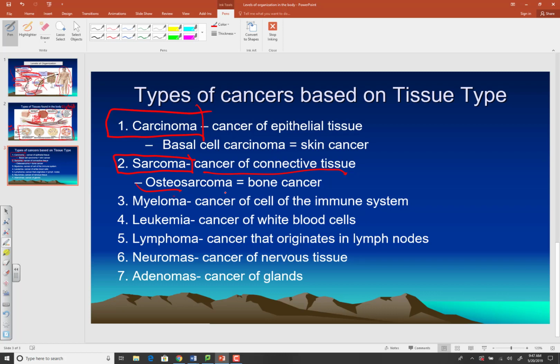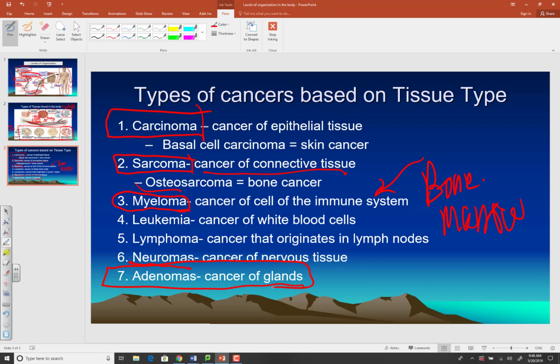Bone is connective tissue, so you get bone cancer. Myeloma is cancer of the immune system, and really, myel means bone marrow, and you make white blood cells in your bone marrow. You got me? Then leukemia, cancer of white blood cells. Lymphoma, cancer that originates in the lymph nodes and specifically in lymphocytes. And neuroma is cancer of nervous tissue. Adenoma, cancer of glands. You got me?